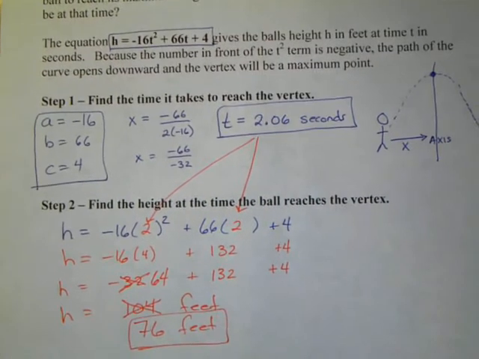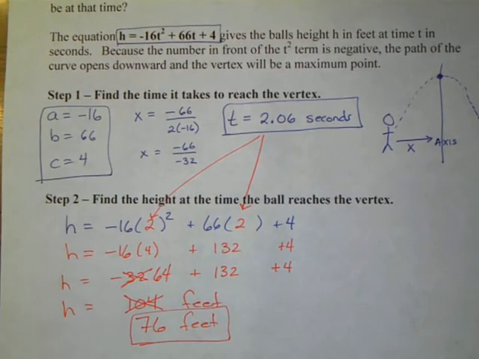Actually, the correct answer is 76 feet. Always use your calculator to check your work, but try to do it without a calculator nonetheless. So our correct answer is 76 feet off the ground as the maximum height of our parabola.